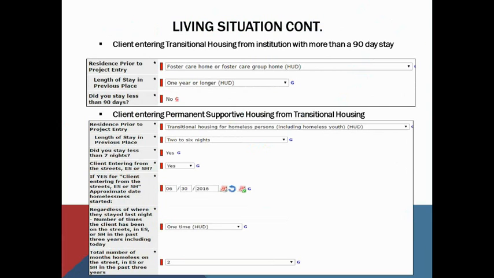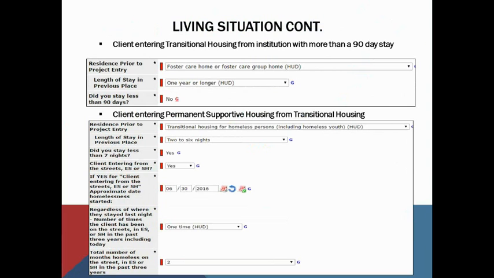The next question or example is a client entering a permanent supportive housing project from a transitional housing project. The residence prior to project entry is transitional housing for homeless persons, including homeless youth. The length of stay in previous place for this example is 2 to 6 nights. Then you will see this question: did you stay less than 7 nights? And just as before, this question will automatically answer itself based off of the answer you provide for length of stay in previous place.